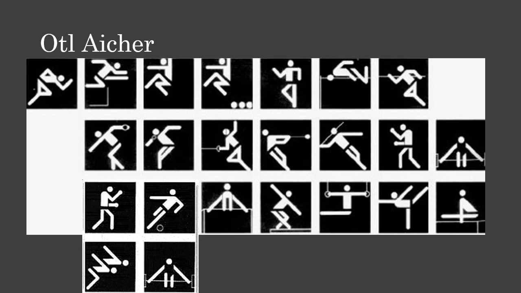All right, so our next guy is a German fellow named Otl Aicher, and he also developed some transportation pictograms, much like Dreyfuss. But in addition to that, he was the designer behind the pictograms for the Munich Olympics in 1972.